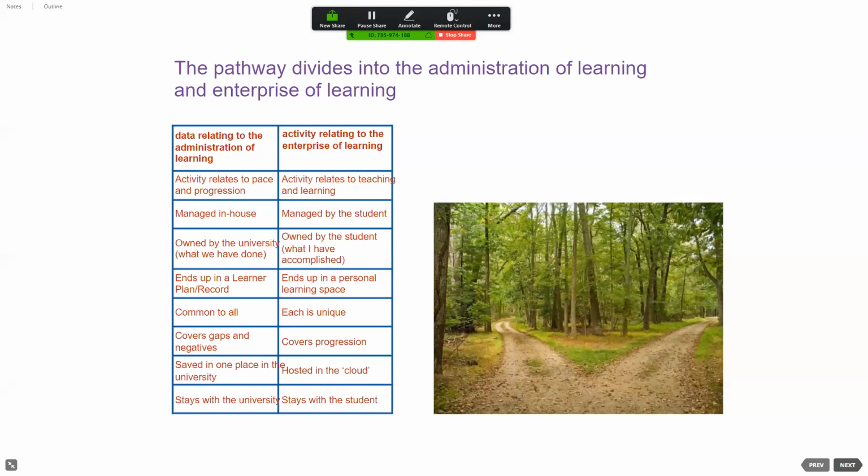You'll notice that the house route is a learning plan, and that the cloud route is a personal portfolio. There is no room in my world for the VLE. Interesting, if somewhat controversial view, maybe.